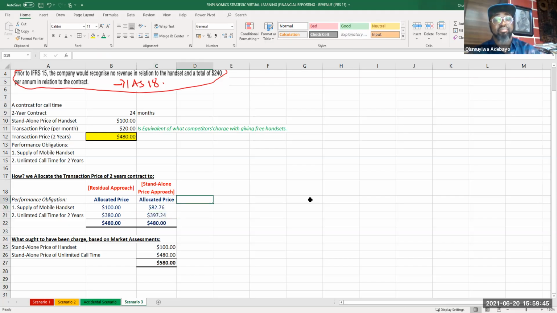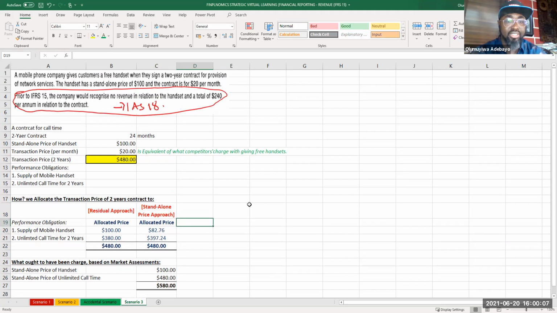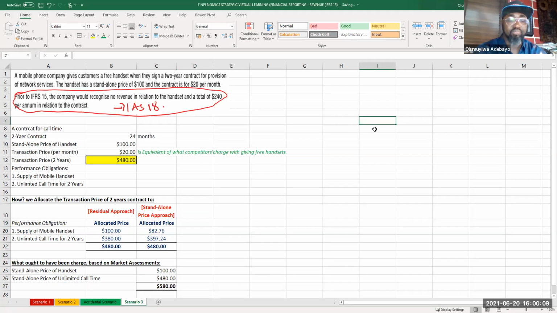At the end of the day, I'm able to apportion in this manner. And if I've done so, when we get to step 5, we'll come back to how then do we recognize revenue. But our objective in step 4 is how do we allocate. And that's that. Any other question?